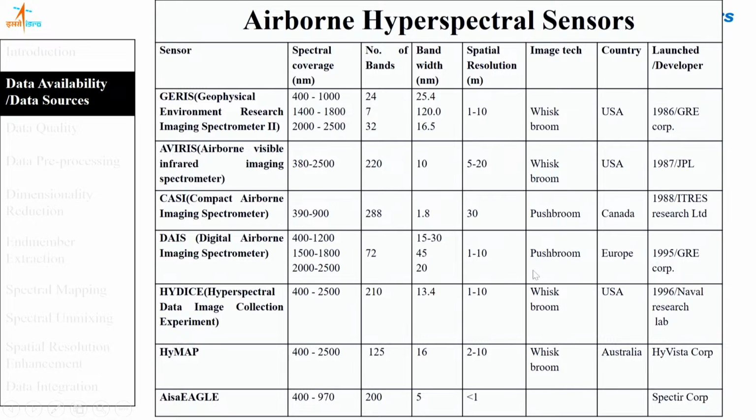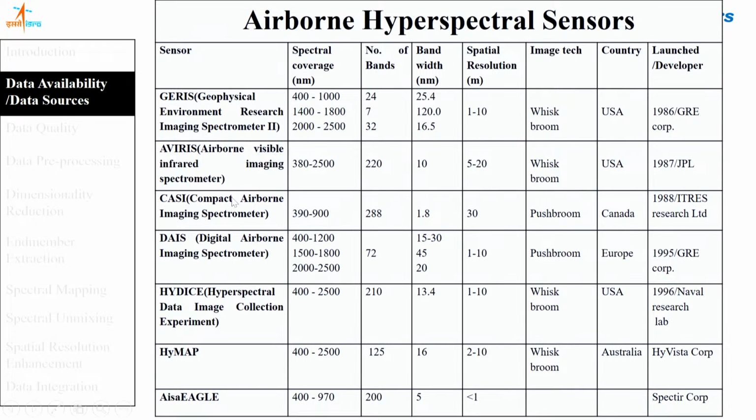So these are the details of the different airborne hyperspectral sensors. There are many more, and some of them I have listed. This geophysical environment research imaging spectrometer was one of the first hyperspectral sensors, but it was affected by poor signal to noise ratio. The data quality was very bad. Then coming to AVIRIS, as I told, this was one of the major technological evolutions, and it was used mostly for mineral identification and mapping.